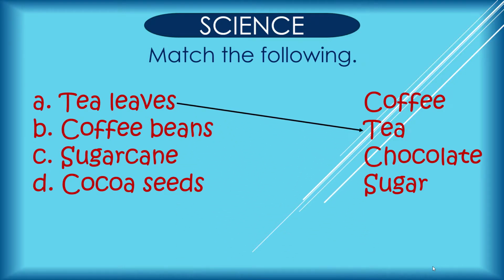Correct answer is A. Tea leaves make tea, B. Coffee beans make coffee, C. Sugarcane makes sugar, and D. Cocoa seeds make chocolate.